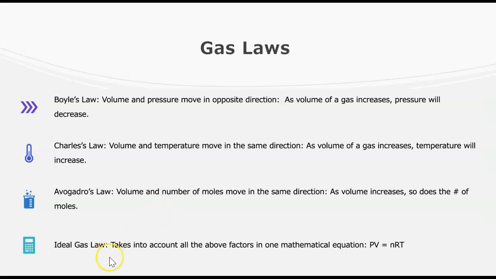And then the ideal gas law is going to take into account all the factors above, and it's going to put it all into one equation where pressure times volume is going to equal n, which is the number of moles, that would be Avogadro's, times R, which is a constant number that you would be given, times temperature, and temperature in Kelvin. And again, you'll be working on some of these math problems, looking at another lecture video that will go through these.